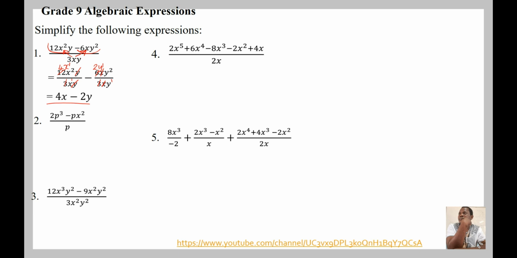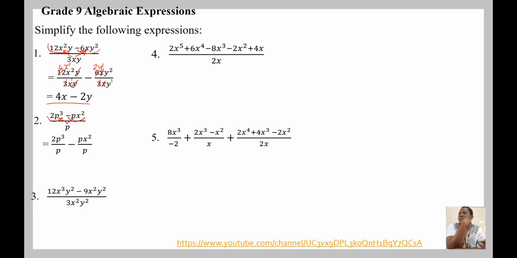Let's look at the next one. Same method. This denominator divides into the numerator one by one, term by term. So I'm going to divide this one by p and I divide this one by p. If I do that, this is how my working out looks.